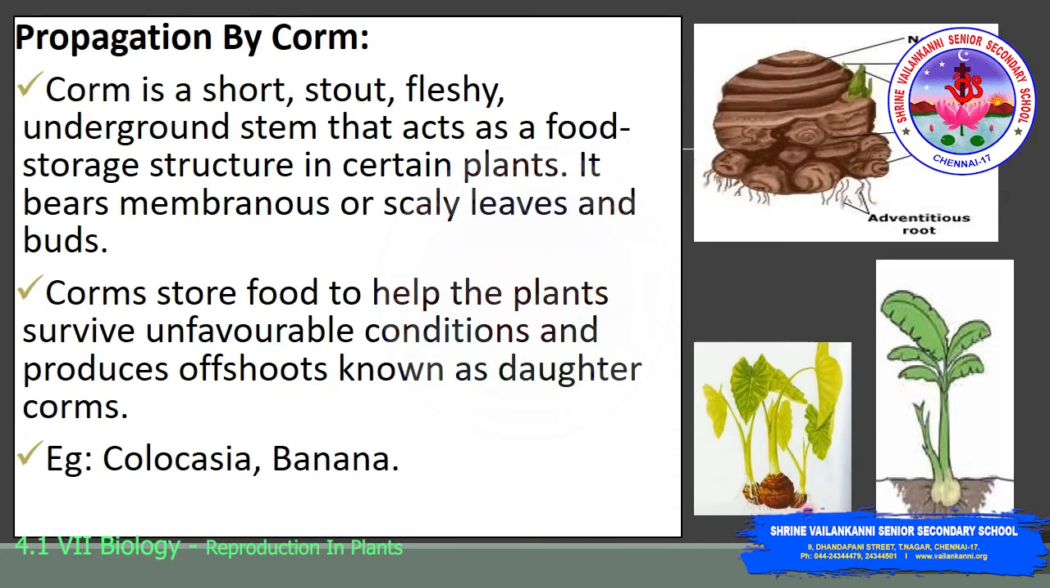From the corm, daughter corms are formed, which when detached from the parent corm grow into a new independent plant. Examples of plants which propagate by corm are Colocasia and banana.